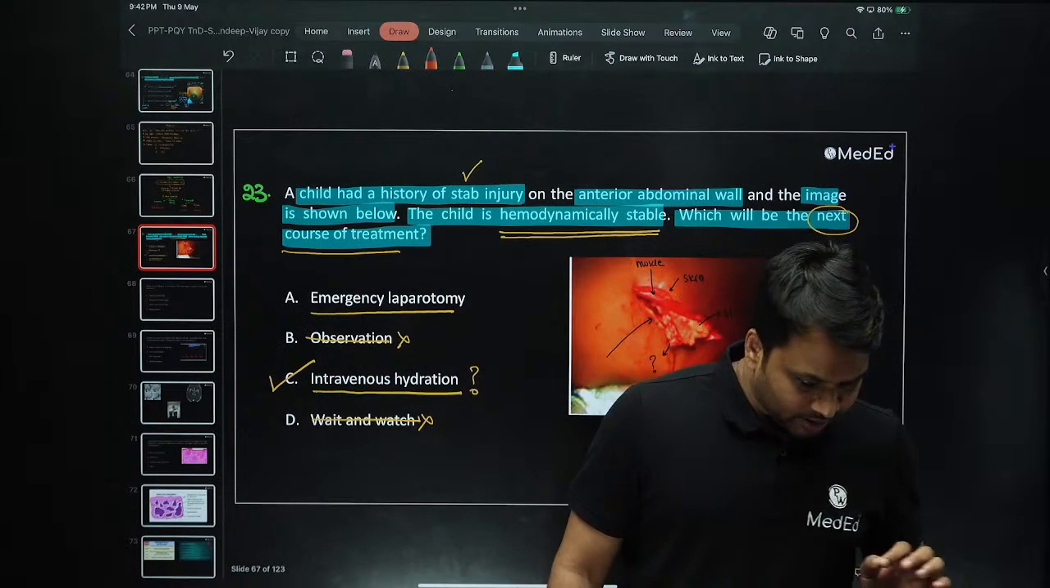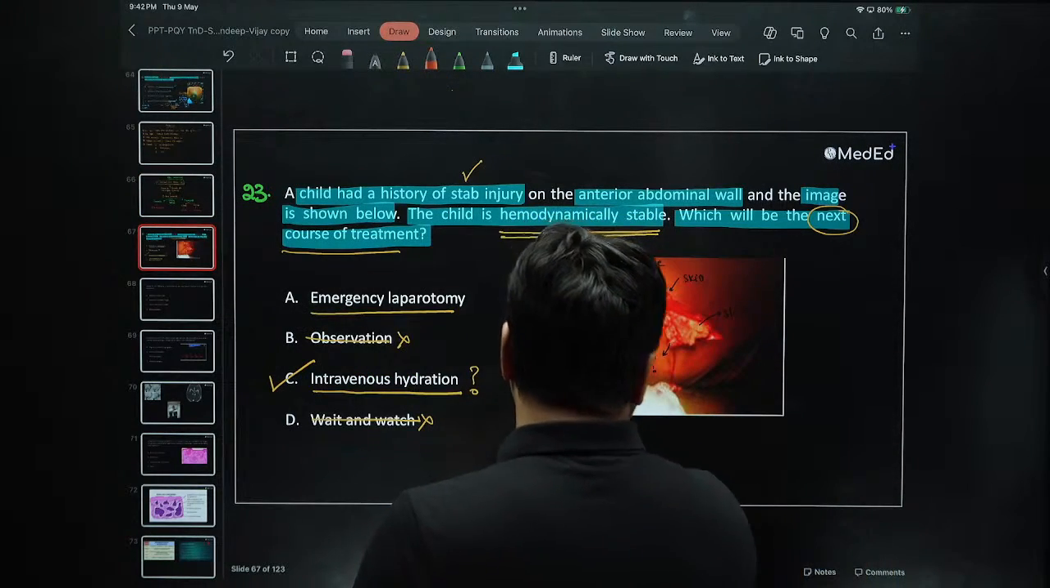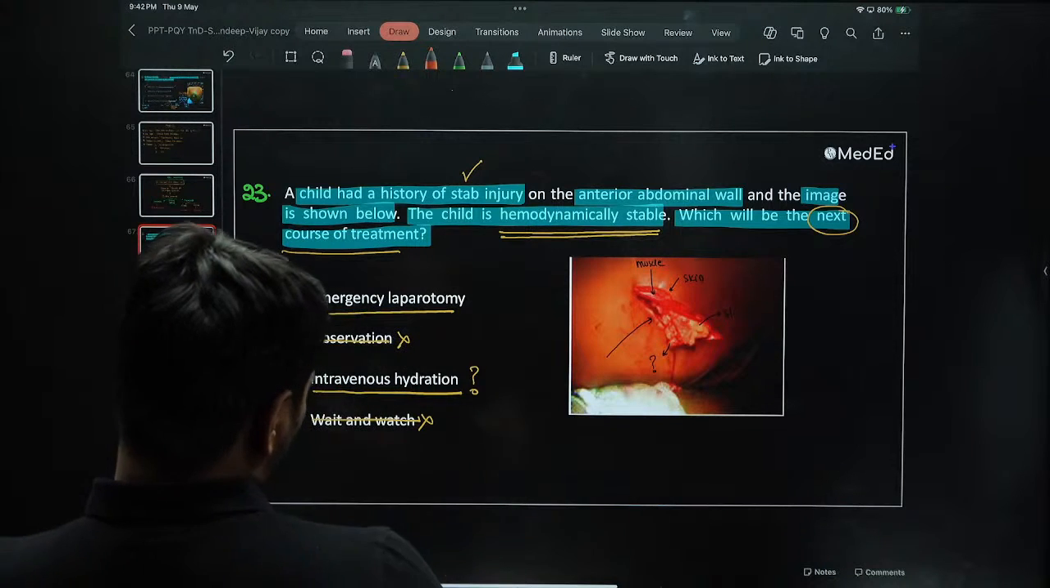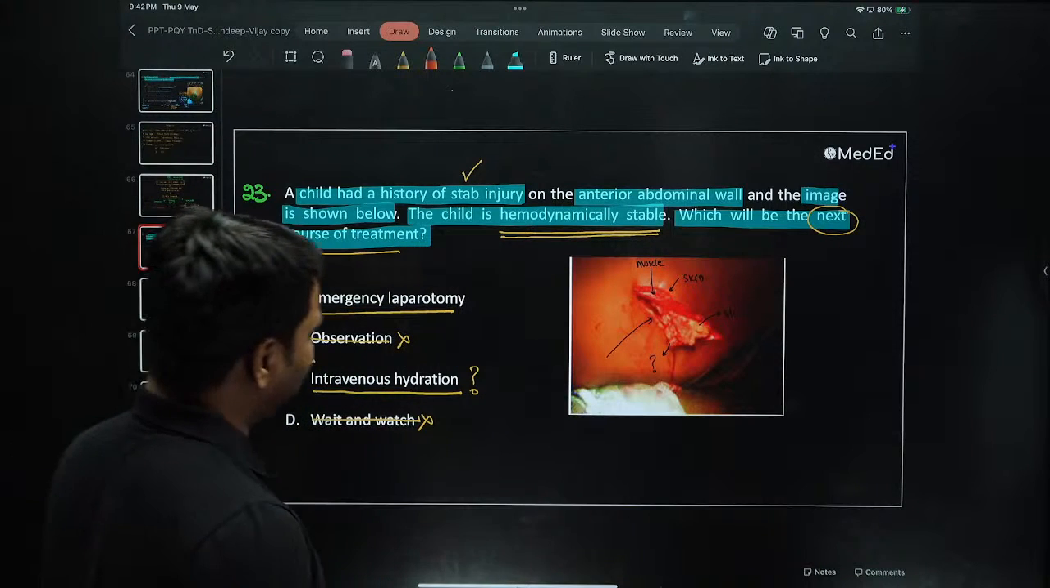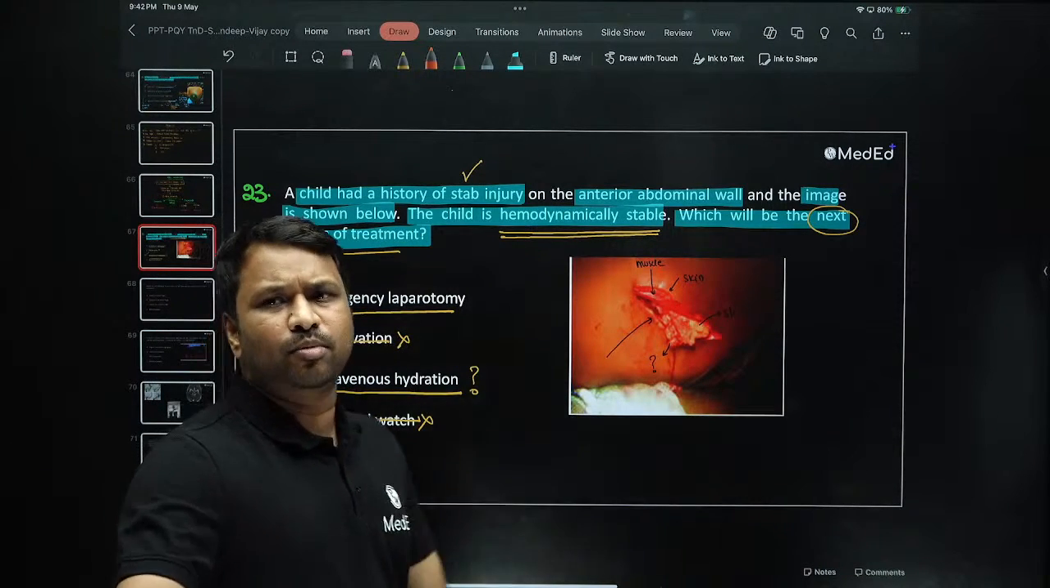Beta, here I don't feel it is like bowel. It could be a little bit of mesenteric or the omental fat, but yeah, intra-abdominal content is spilling.